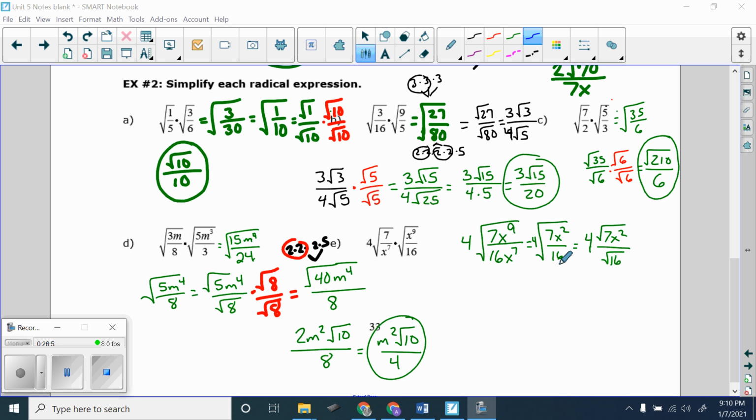The numbers don't simplify, but when I split those up, when I separate the top into 7x squared and the bottom into the square root of 16, I notice that the square root of 16 is a perfect square. So the bottom is just going to be 4. The top is still under the square root, 7x squared. But don't forget about this 4 that was out front. So that 4 that was out front cancels with the 4 that was in the denominator, and we're just left with 7x squared.